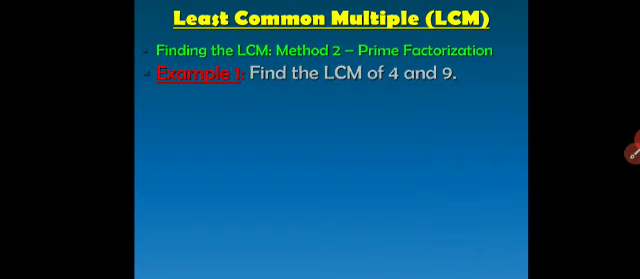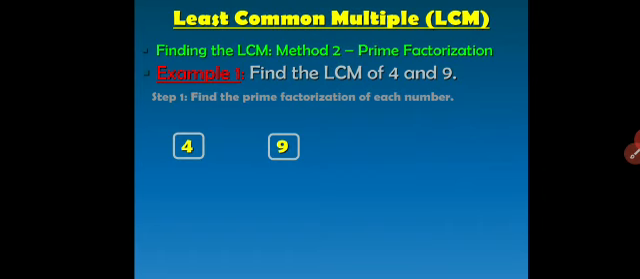Least common multiple, LCM, method 2, prime factorization. Find the LCM of 4 and 9. Find the prime factorization of each number. Prime factors of 4: 2 times 2. Prime factors of 9: 3 times 3.